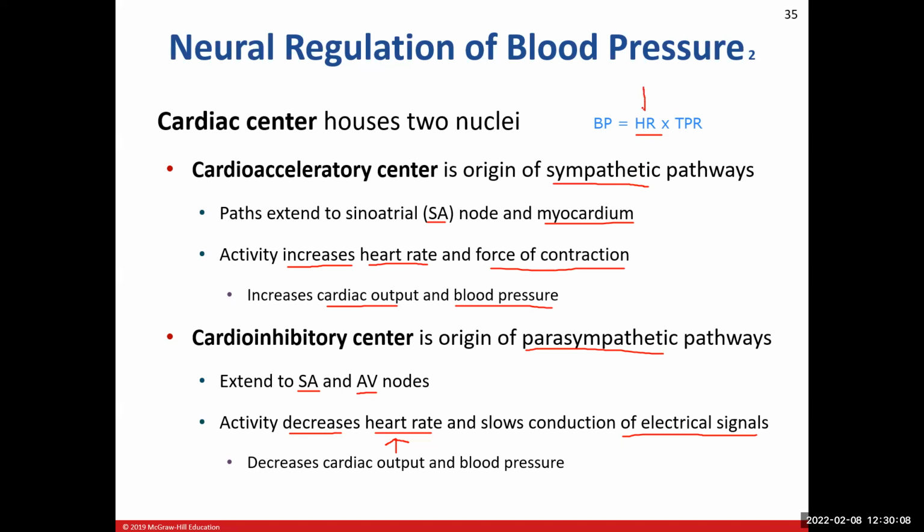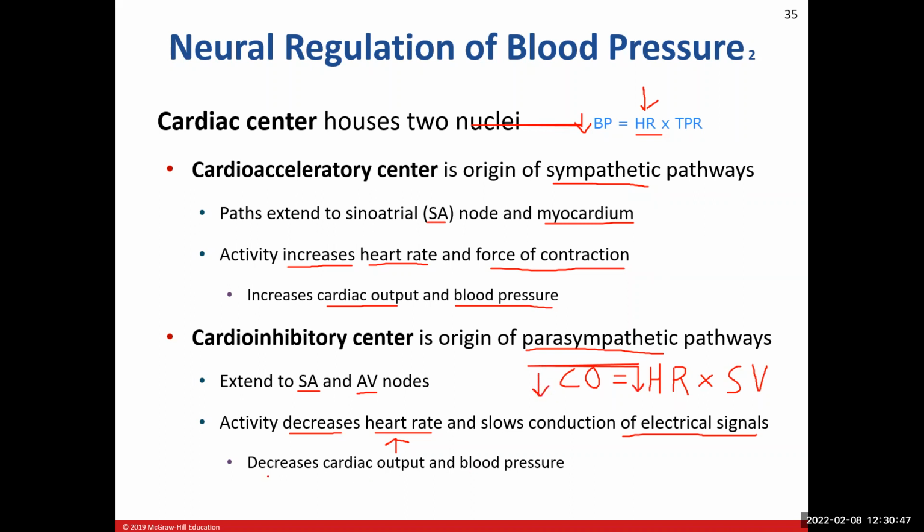If we're decreasing the heart rate, we're going to decrease blood pressure. And also, if you recall, cardiac output, that's why I like these equations. They help me figure out certain things. Cardiac output is equal to heart rate times stroke volume. So you can see how heart rate is affecting both according to these equations. So if we decrease heart rate, we will also decrease cardiac output.